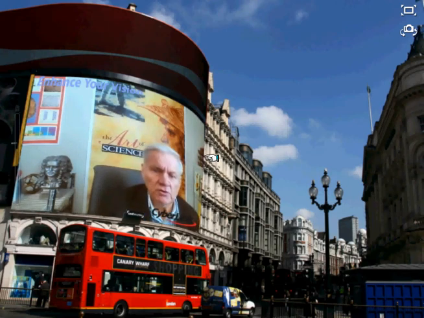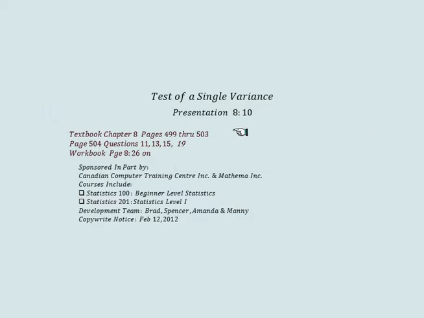As you can see, we're coming to you from the downtown business district. Today's topic is the test of variance. This is presentation 810, test of variance. This material is in your textbook, page 499, and your workbook, page 826. We want to acknowledge the development team of Brad, Spencer, and Amanda.